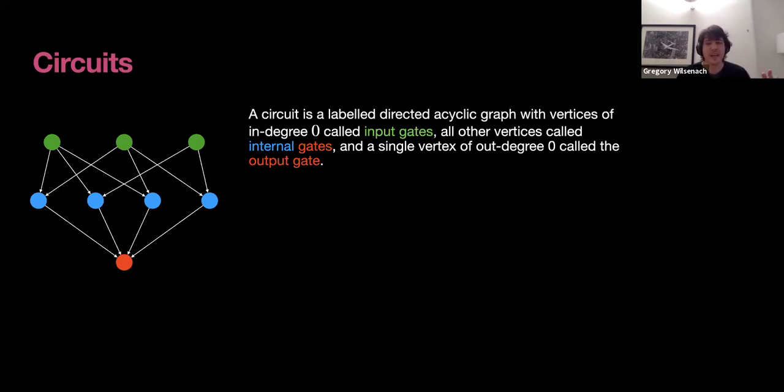And you have what are called input gates, which are gates with in degree 0. So here they're in green. And all the other gates are called internal gates, and here they're blue and red. And then there's one designated gate which has out degree 0, which is called the output gate. And normally, I haven't labeled them here, but normally the internal gates and input gates are labeled by things.